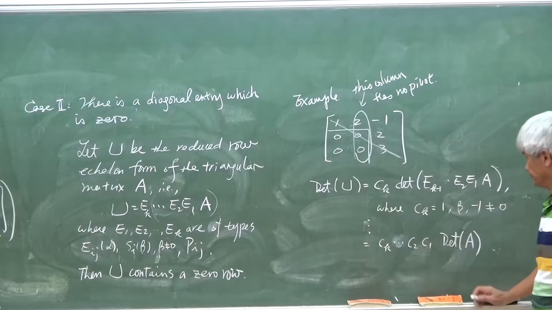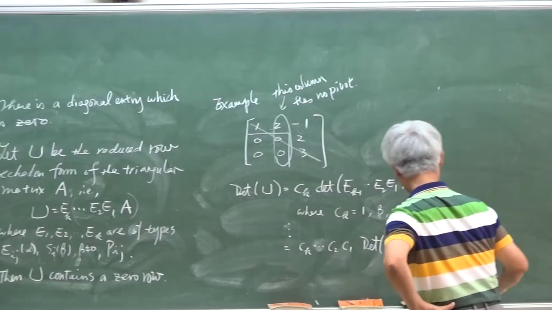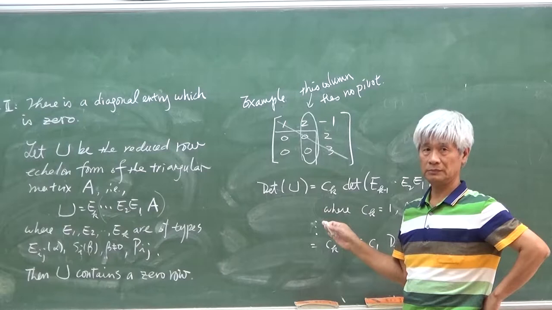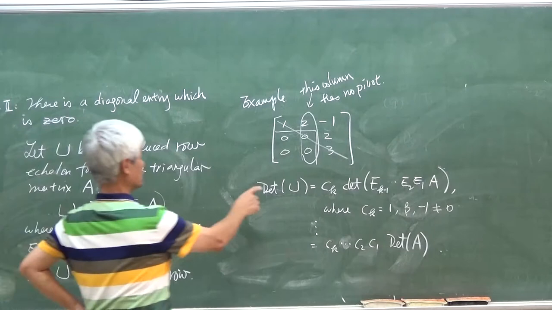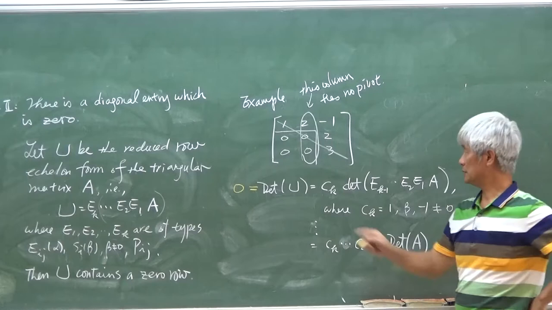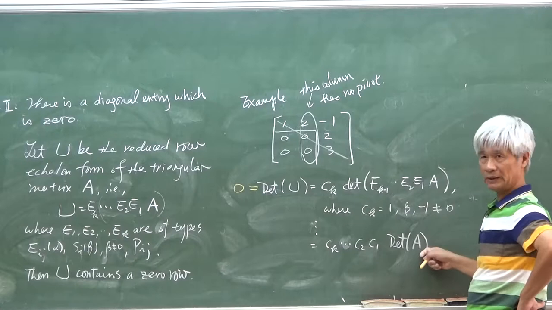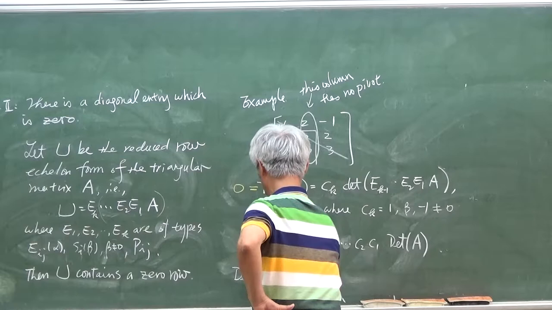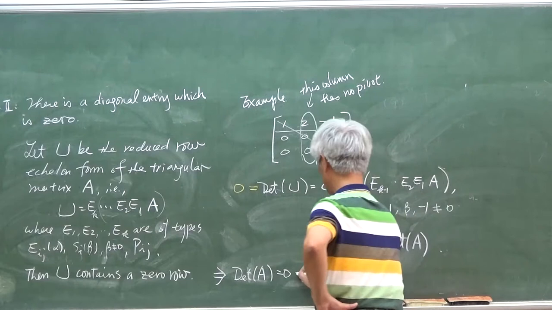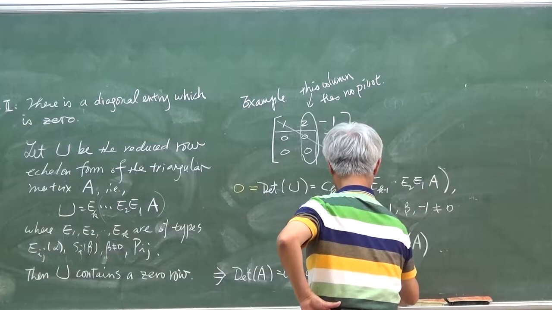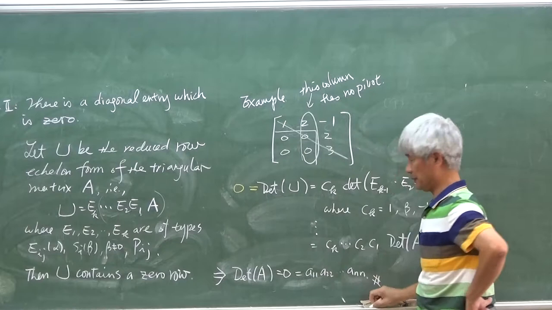Okay. So from here, I do that by the properties of the determinants. We know U contains a zero row. So what is the determinant? It's zero. So zero equals the Cks, which are non-zero, times the determinant of A. So the determinant of A must be zero. Right? So this implies that the determinant of A is zero. And this is A11, A22, up to Ann. And we're done. Because one of the diagonal entries is zero, this product must be zero. And then we establish the identity.